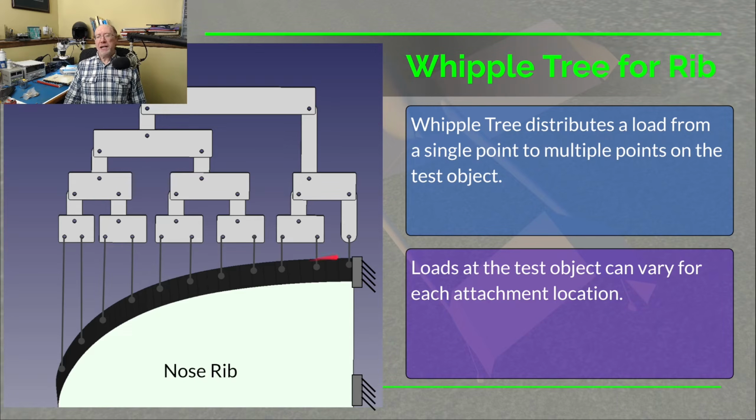Now, I have calculated how much load I want to have on each rivet location on my nose rib. So all these load locations down here, at all these holes down here on level 1, I know. What I don't know yet is where this hole should be going up to give me the correct load distribution that I want.